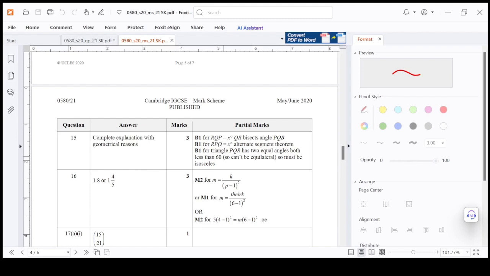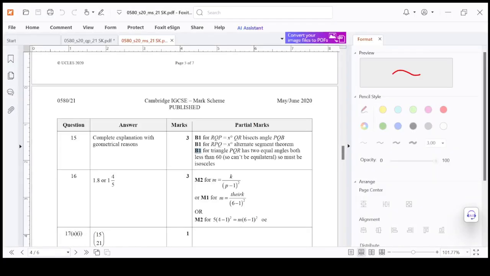Okay, you also need to prove that it's not equilateral either. If you don't prove that, you are 1 mark short of the full marks given in the question. So how do we prove that it's not an equilateral triangle? Let's take a look.